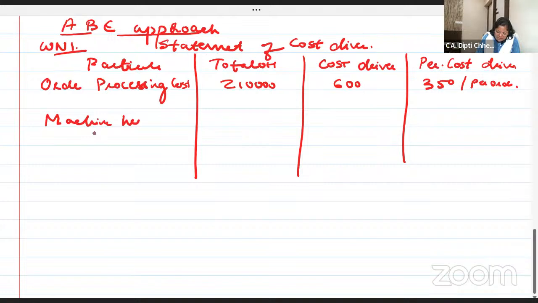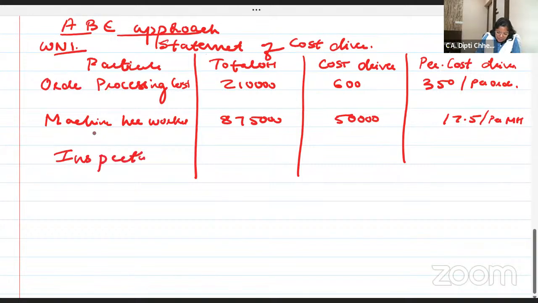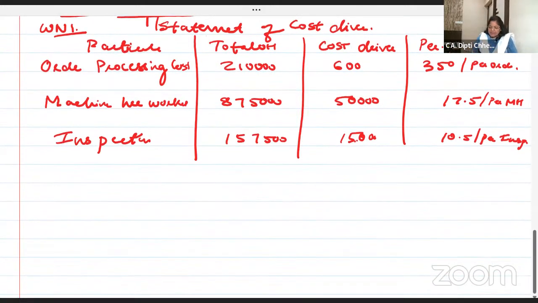Same way, machine hours worked. Machine processing 8,75,000. How many hours you have worked? 50,000. So 875 divided by 50, 17.5 per machine hour. Last is inspection cost. Inspection cost 157,500. And number of inspections are 15,000. So this is the cost of 15,000 inspections. Per inspection is 10.5. Done? This is called cost driver.